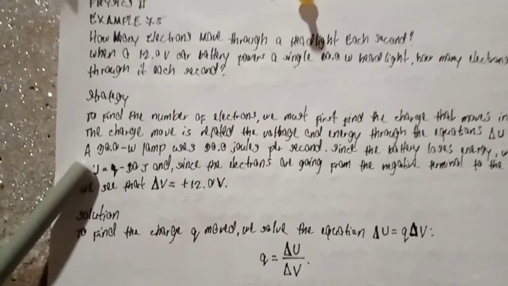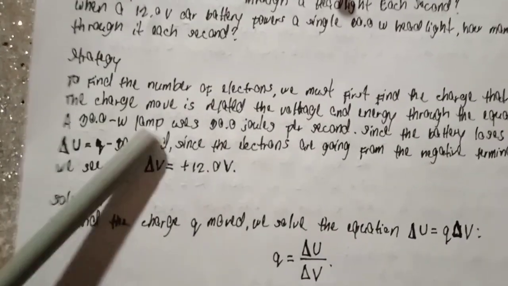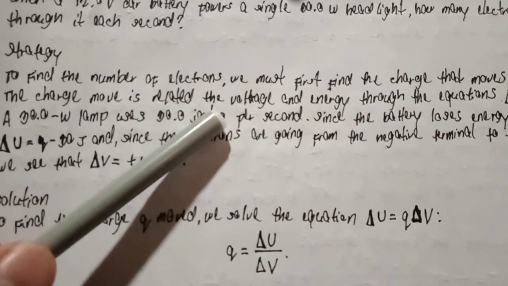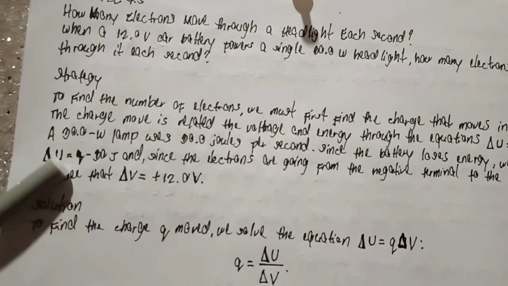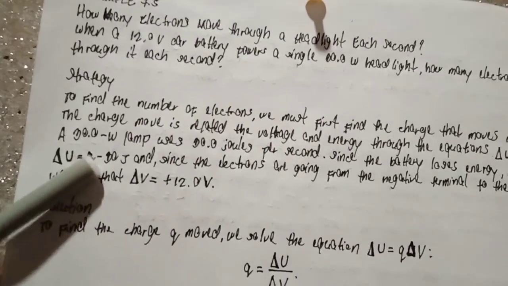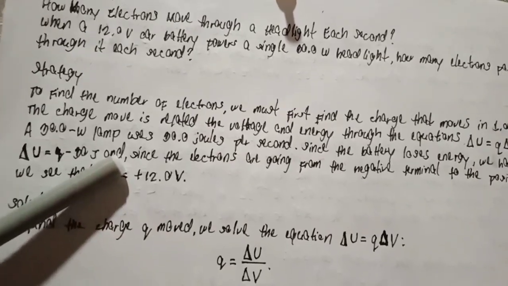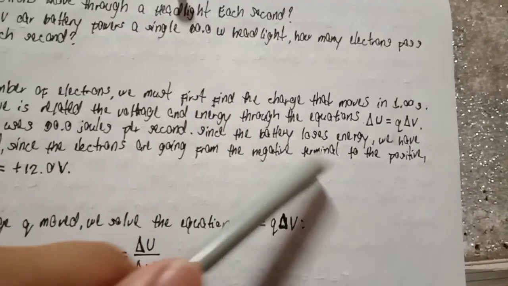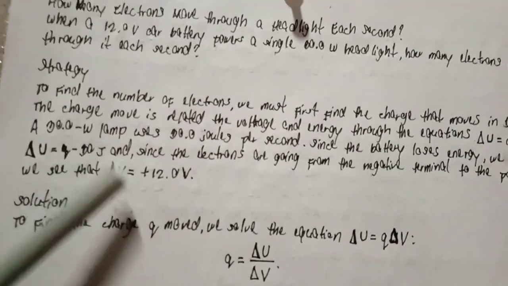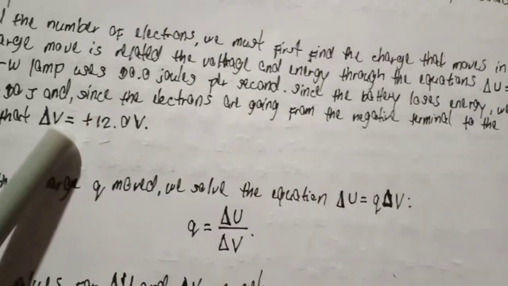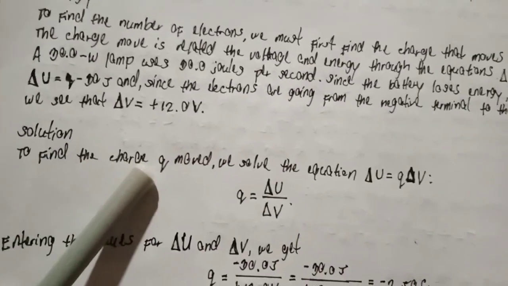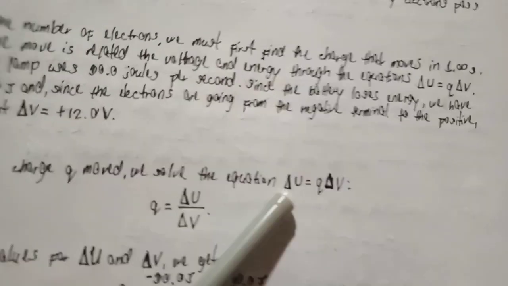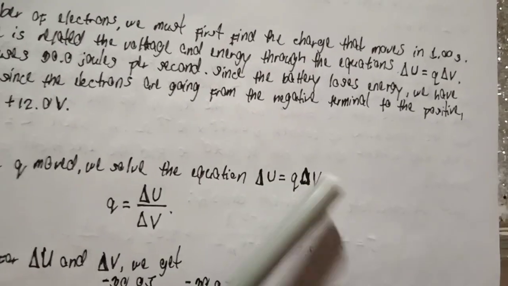A 30.0 watt lamp uses 30.0 joules per second. Since the battery loses energy, we have ΔU = Q minus 30 joules, and since the electrons are going from the negative terminal to the positive, we see that ΔV is equal to positive 12.0 volts. Solution: to find the charge Q moved, we solve the equation ΔU = QΔV. So this is the formula.